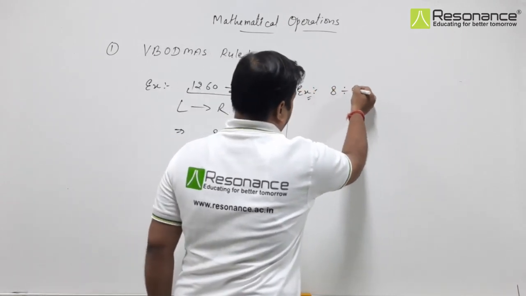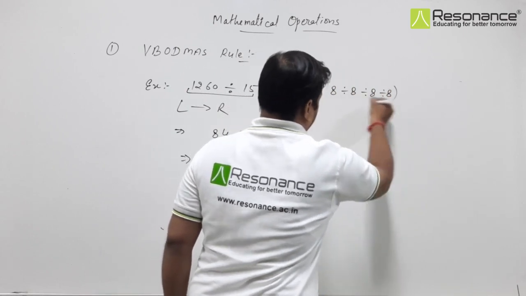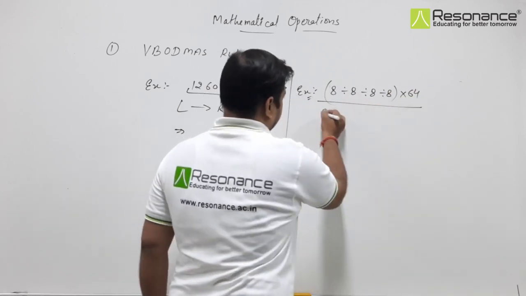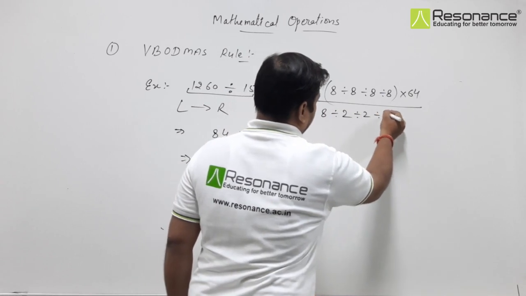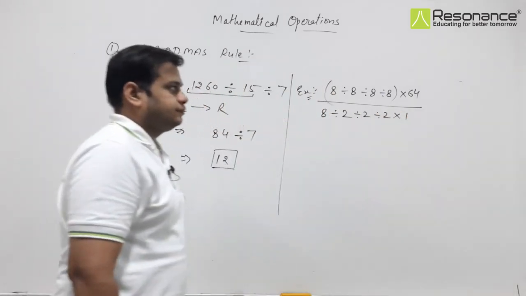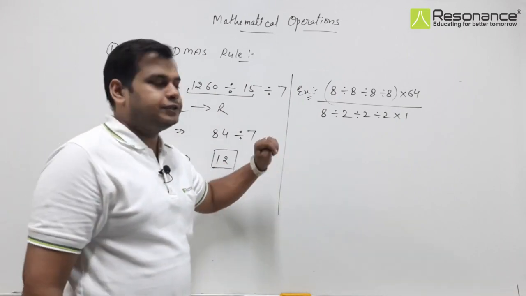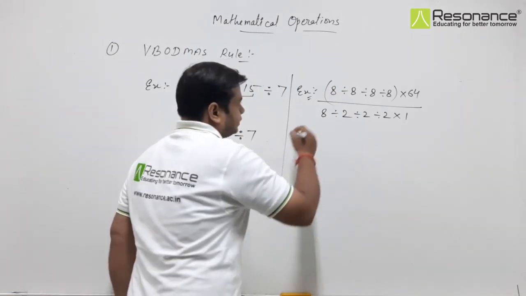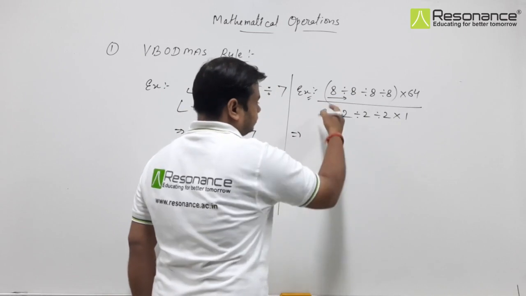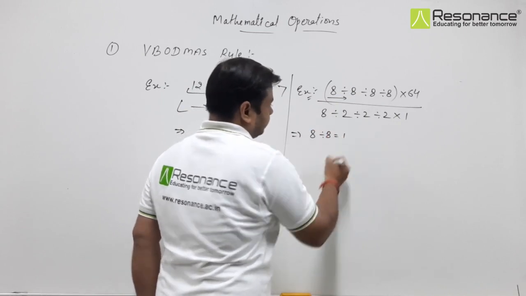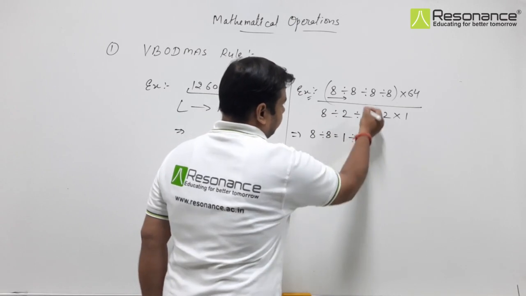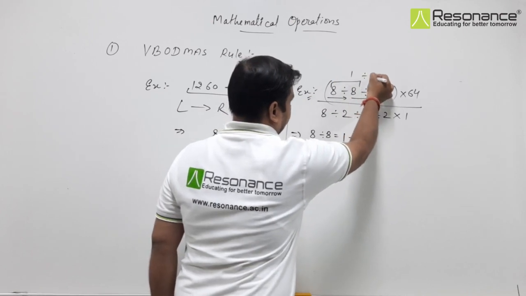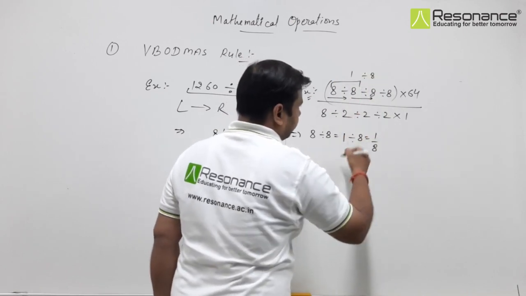like 8 divided by 8 divided by 8 divided by 8 multiply by 64 upon 8 divided by 2 divided by 2 divided by 2 multiply by 1. Now we have to solve this equation. So we have to solve numerator differently and denominator differently. We can say 8 divided by 8, from left to right we have to solve. So 8 divided by 8 will give us 1. 1 divided by 8 will give us 1 by 8.